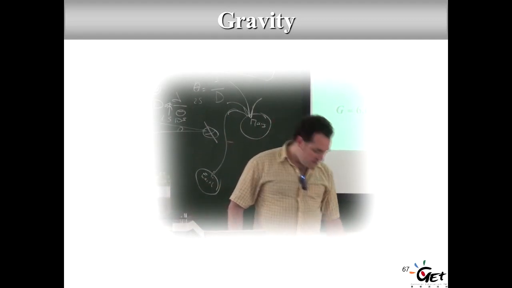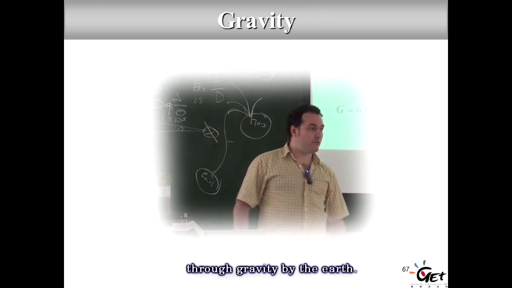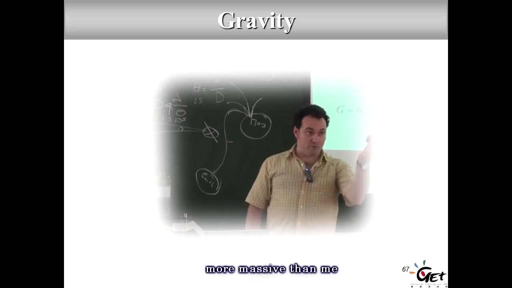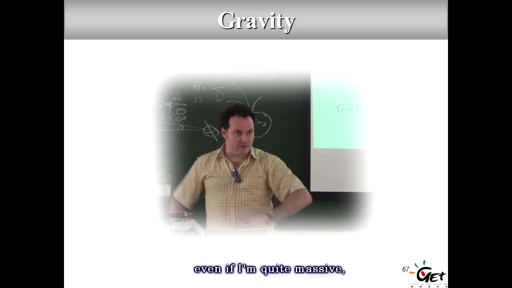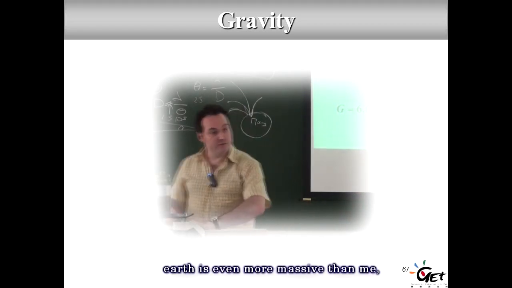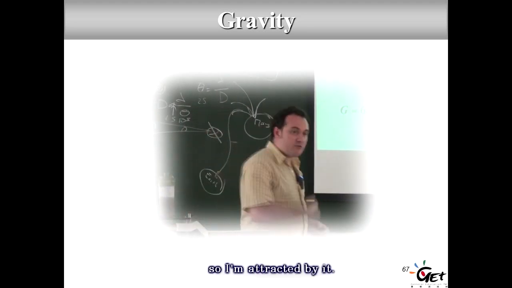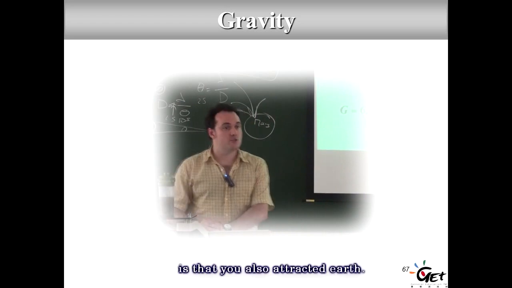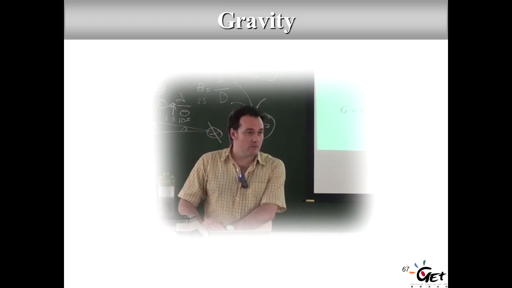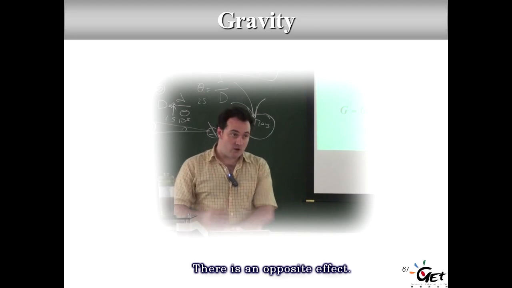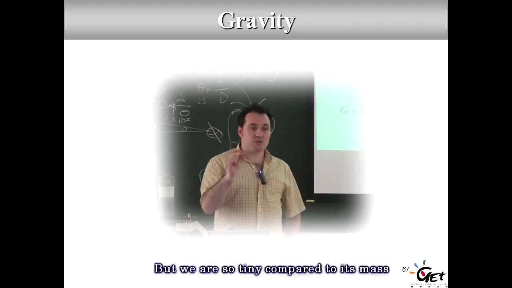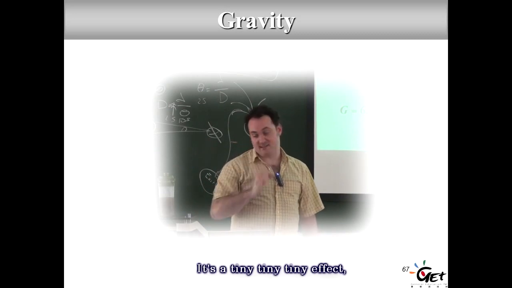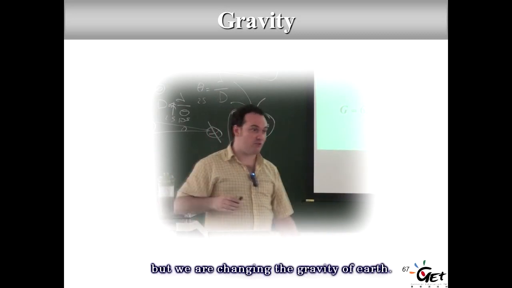This is gravity. What happens is that we are attracted through gravity by the Earth. The Earth is more massive than us, more massive than me. Even if I'm quite massive, Earth is even more massive than me. So I'm attracted by it. What you may not know is that you also attract Earth. There is an opposite effect. Earth is attracted by us. But we are so tiny compared to its mass that it doesn't feel the effect. It's a tiny, tiny effect. But we are attracting, we are changing the gravity of Earth.